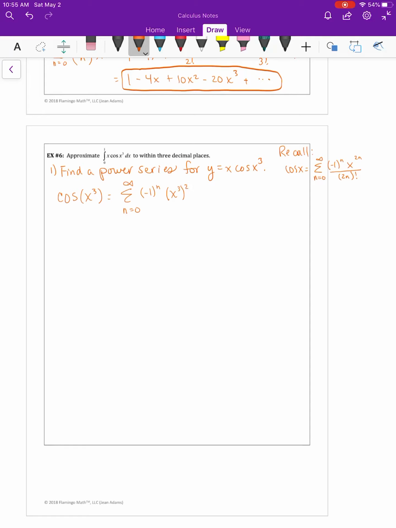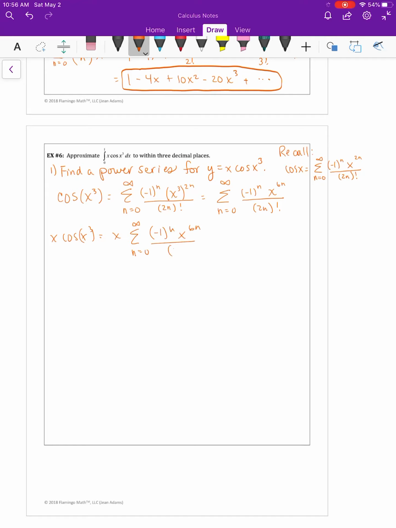So we can say that this is summation from n equals 0 to infinity of (-1)^n times (x cubed)^(2n) over (2n) factorial. So you're putting x cubed in wherever the x is. And now we're going to simplify. So we got summation from n equals 0 to infinity, (-1)^n x^(6n) divided by (2n) factorial.